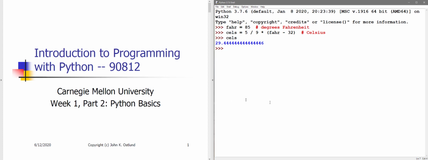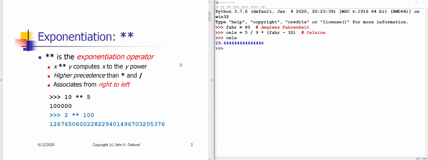You'll notice that in this little example I've typed so far, I have some integer values like 85, 5, 9, and so on. The result of this computation has a decimal point in it. That's what's called a floating point value. All right, so onward ho.